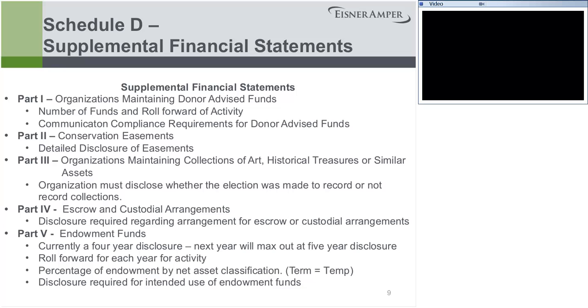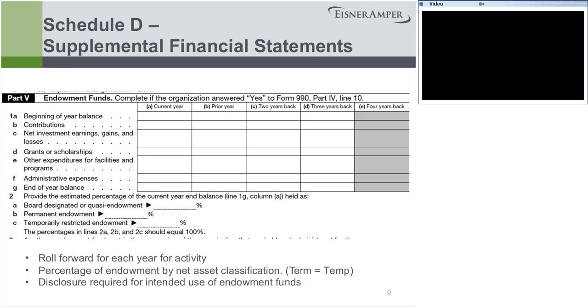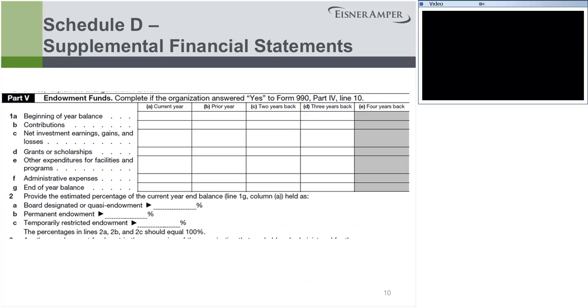That information actually should also be in the financial statements. It's required to be in the financial statements. But a lot of times one of the things that we notice are deficient in financial statements is the endowment information. So if you're not seeing that when you read the financial statements, Schedule D is a great place to go to get that information. And here we go. So you see the roll forward.